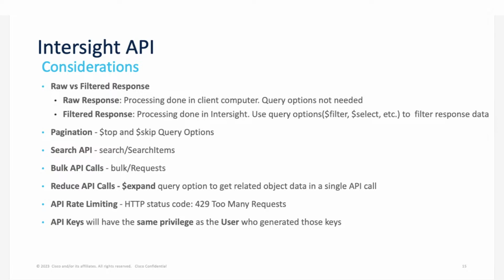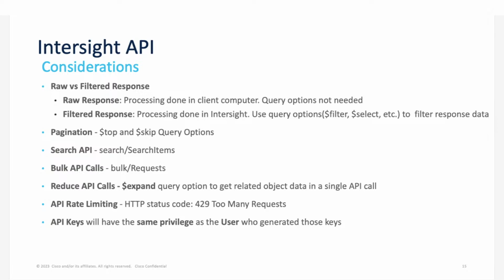Bulk API is another functionality where, if you want to create multiple objects of the same type, for example, if you want to create 10 NTP policies, then either we can make 10 separate API calls to create each NTP policy, or we can use a single bulk API call to create those 10 NTP policies.